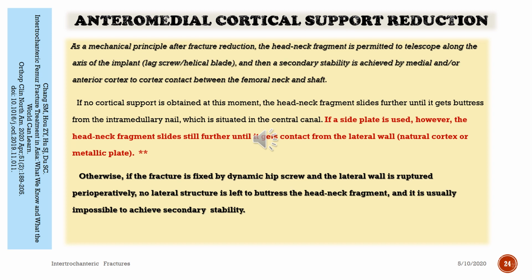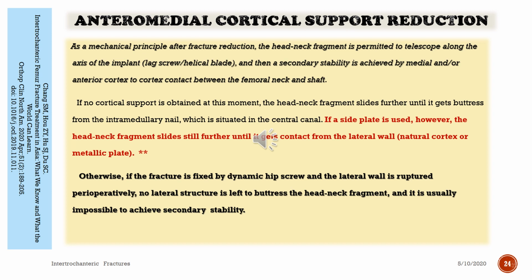As a mechanical principle, after fracture reduction, the head neck fragment is permitted to telescope along the axis of the implant, lag screw or helical blade, and then a secondary stability is achieved by a medial and/or anterior cortex-to-cortex contact between the femoral neck and shaft. If no cortical support is obtained at this moment, the head neck fragment slides further until it gets buttressed from the intramedullary nail, which is situated in the central canal.